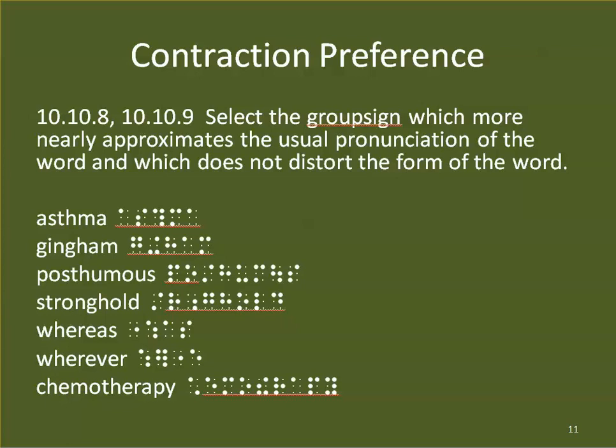But for some words that show this, asthma, we would use the TH contraction, not the ST contraction. Gingham, we would use the ING, not the GH. Posthumous, we would use ST instead of TH. Stronghold, we've talked about that already. I believe we do not use the GH there because it's two words of a compound word, and also H is aspirated there. Whereas in where, we're going to use WH, ER, and EA as opposed to ER. Wherever, we're going to use the EVER contraction though. I almost said however, that would have been a pun. Instead of using the where contraction there.